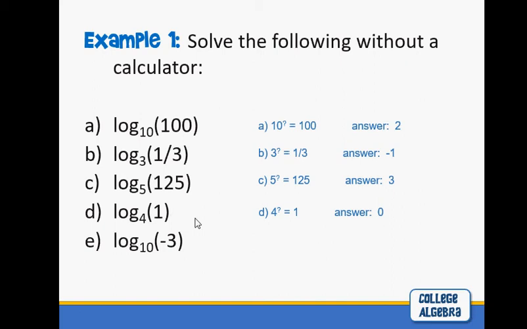And then I always throw this one in to start talking about domain. 10 to what power is negative 3? Well, there's no real number that'll do that because 10 to any power is positive. So the domain of logarithms is positive numbers. You can't put negative numbers into logarithms and get back real values.